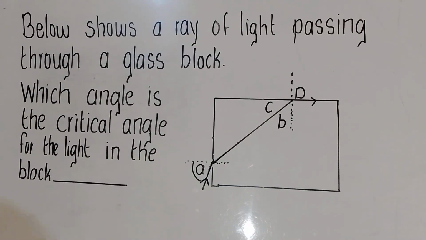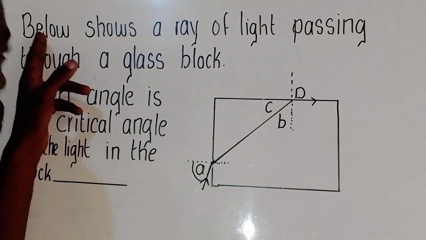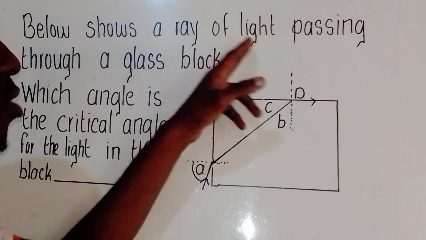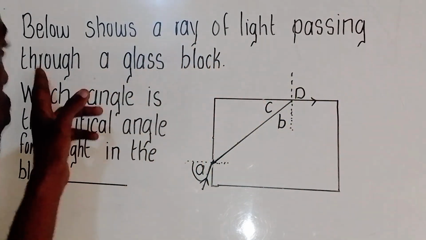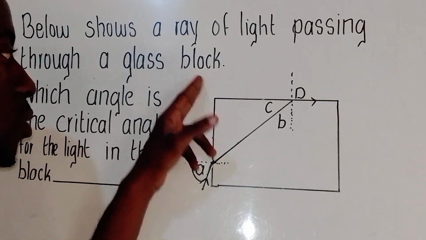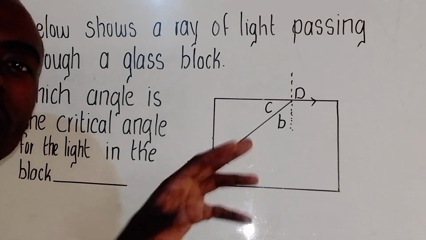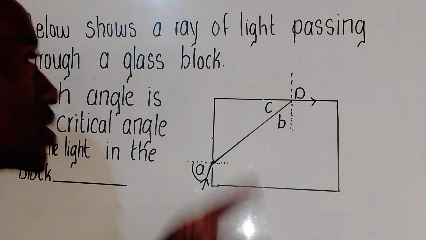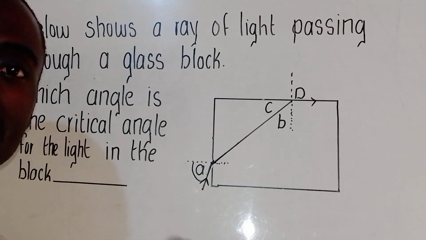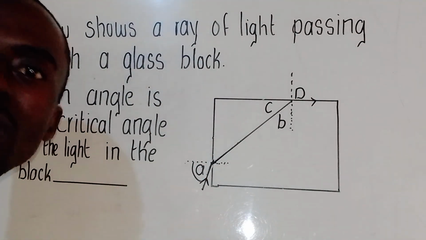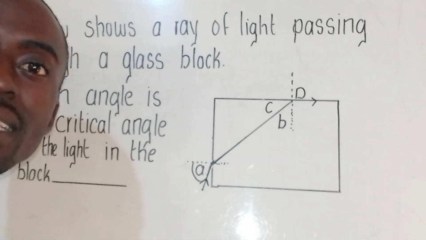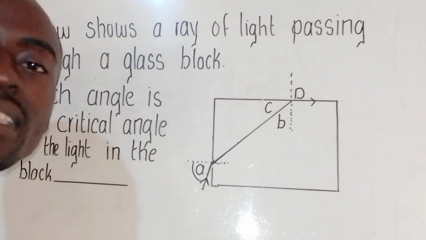So we have a physics question that says below shows a ray of light passing through a glass block. This is a glass block here. Now you need to understand that when you talk about a ray of light, it is a path followed by light. Light is a form of energy. In simple terms, light is anything which stimulates sight and makes things visible.